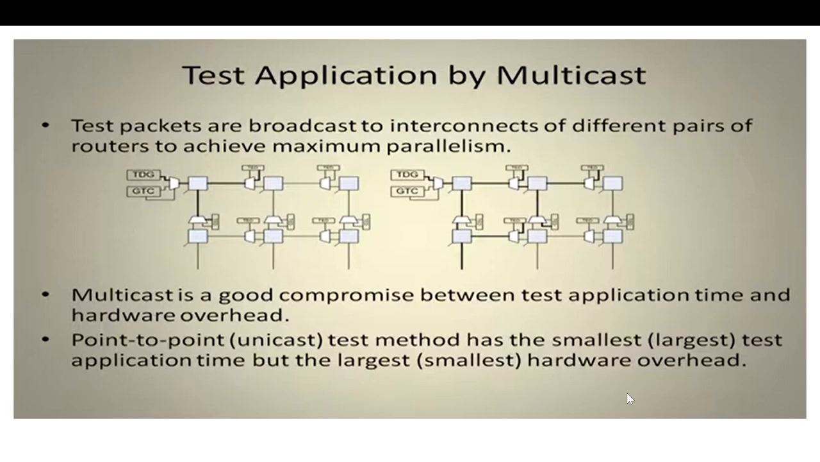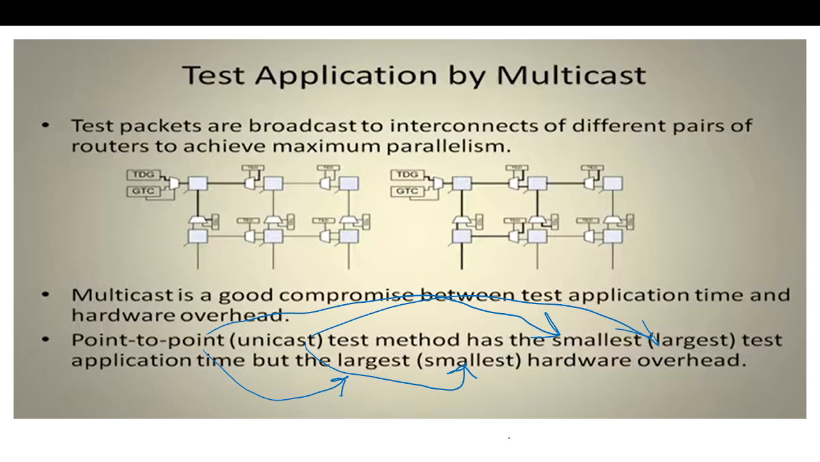Test application by multicast: test packets are broadcast to interconnects of all different pairs of routers to achieve maximum parallelism. Multicast is a good compromise between test application time and hardware overhead. Point to point has the smallest test application time, and unicast has the largest test application time. But point to point has the largest hardware overhead, and unicast has the smallest hardware overhead.